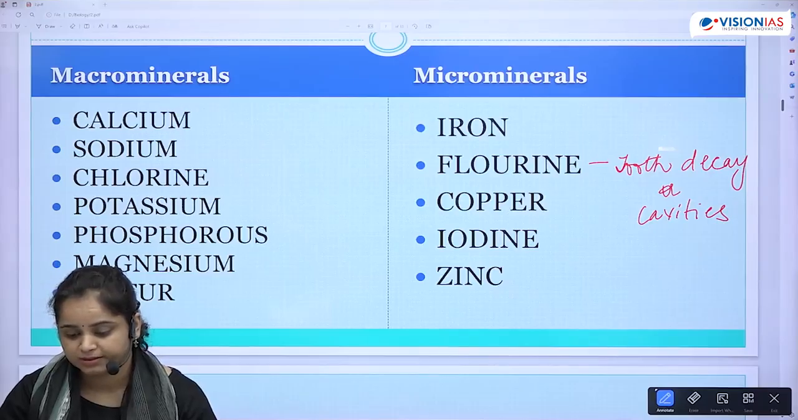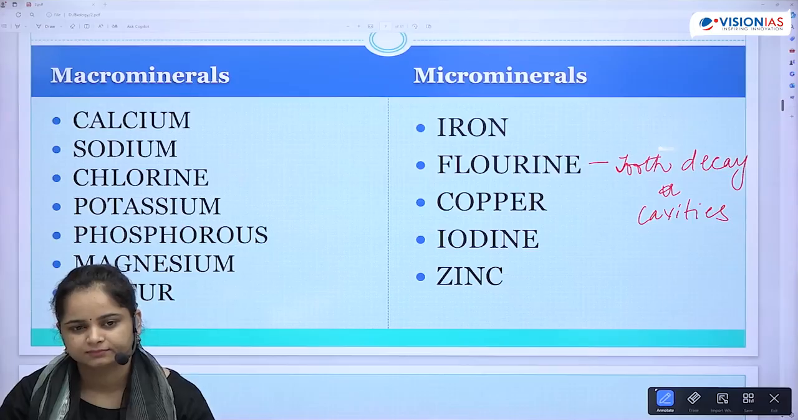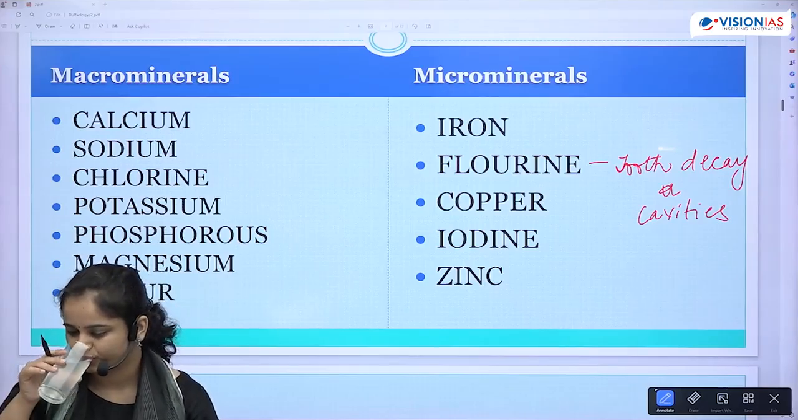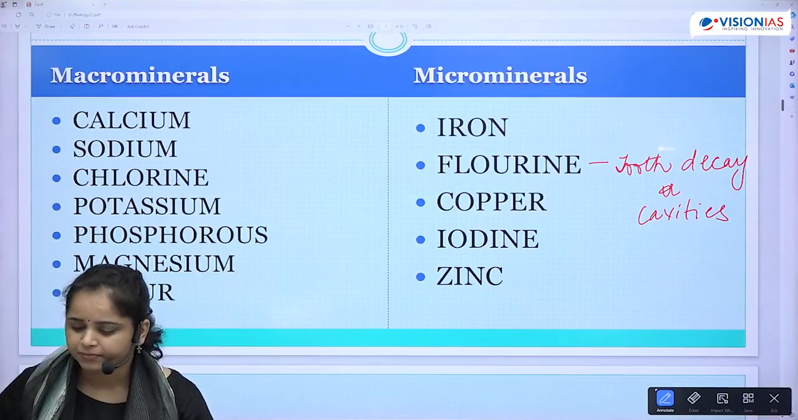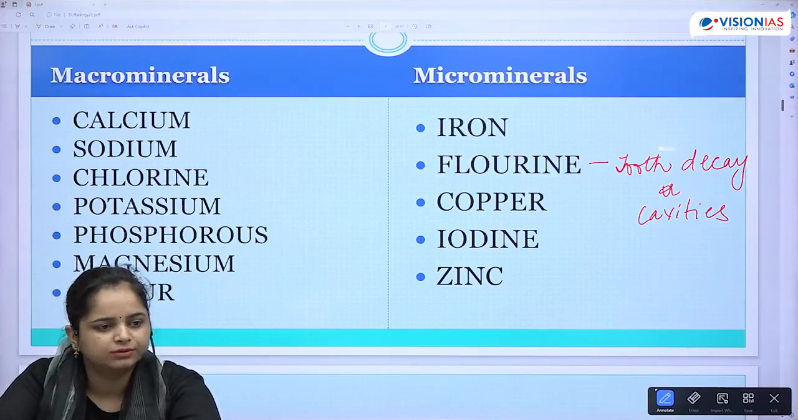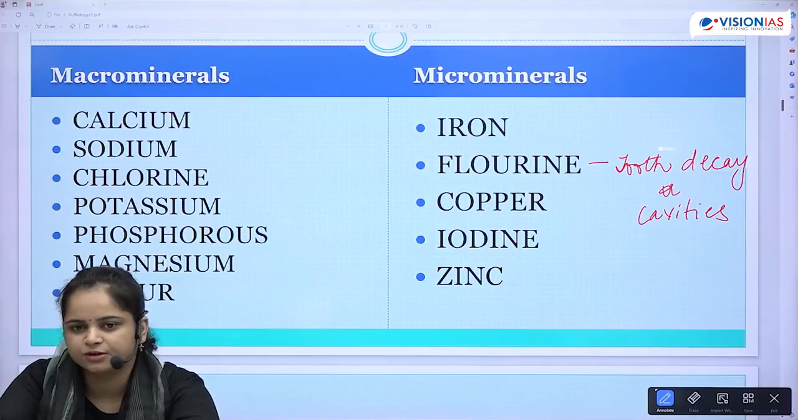Copper sources will be pulses, almonds, and its deficiency can lead to low white blood cell count. Low white blood cell count. The number of white blood cells in the body can reduce because of it.